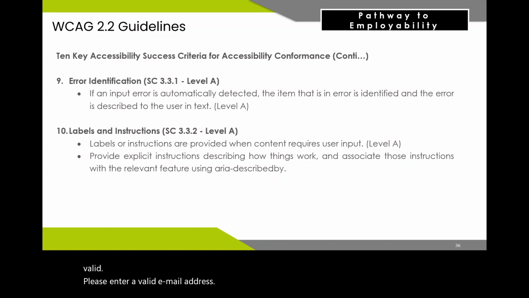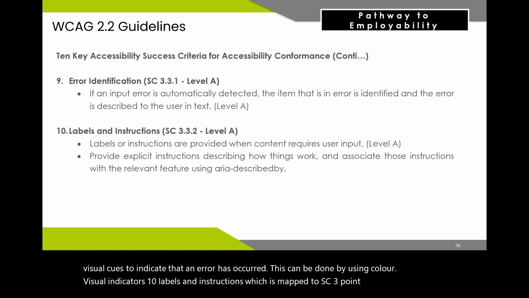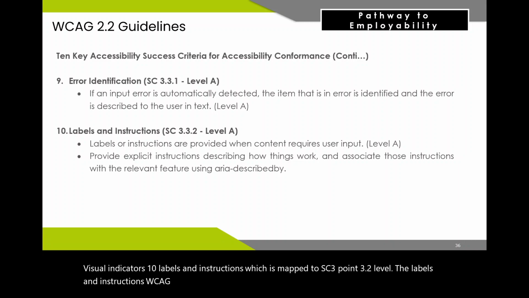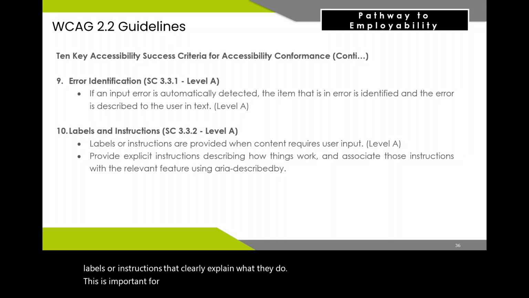Use appropriate visual cues. For users with visual impairments, it is important to use appropriate visual cues to indicate that an error has occurred. This can be done by using color, font size, or other visual indicators. 10. Labels and instructions, which is mapped to SC 3.3.2, Level A. The Labels and Instructions WCAG guideline requires that all interactive elements on a web page have labels or instructions that clearly explain what they do. This is important for people with disabilities, who may not be able to see or understand the visual cues that are typically used to identify interactive elements.